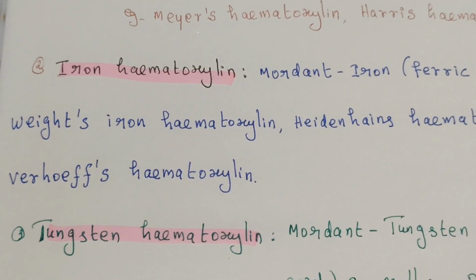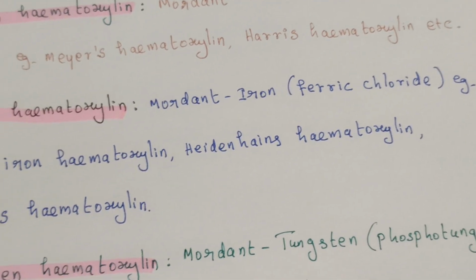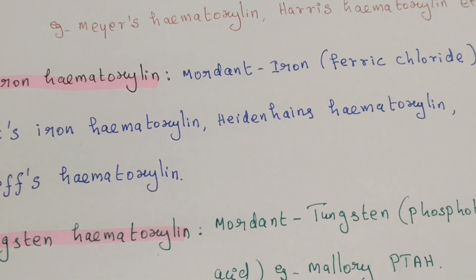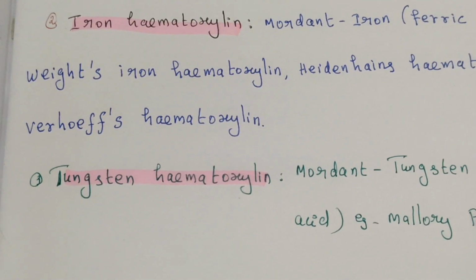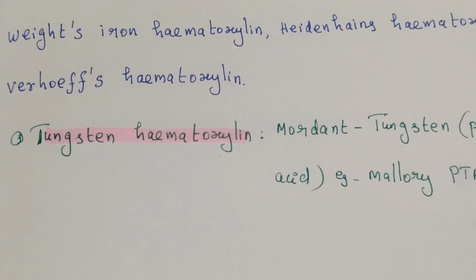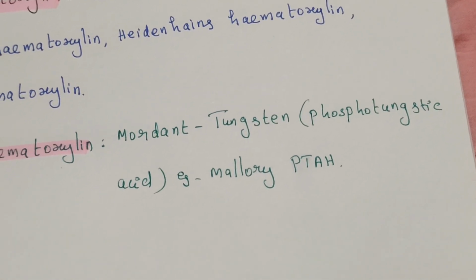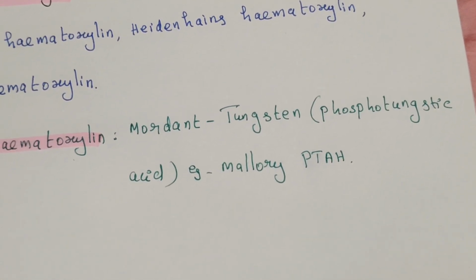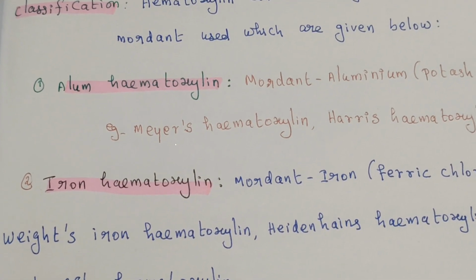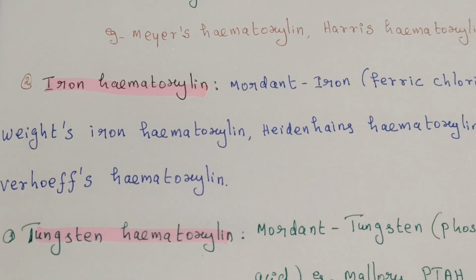Second is iron hematoxylin, where the mordant is iron, ferric chloride. Examples: Weigert's iron hematoxylin, Heidenhain's hematoxylin, Verhoeff's hematoxylin. Third is tungsten hematoxylin, where the mordant is tungsten. Example: Mallory's PTAH. So the first is alum, the second is iron, the third is tungsten.